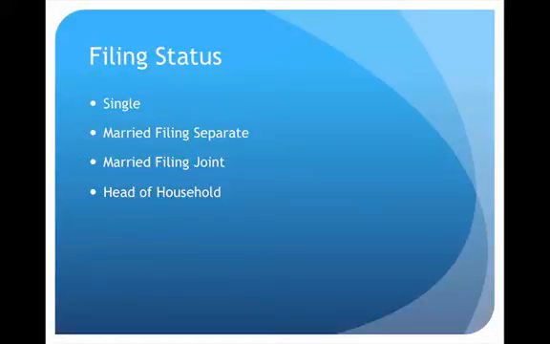So it's very important that we know and determine what that person's status is and whether or not they actually qualify for that status and whether or not they might actually have the option of another status. That's always a possibility. So when we talk about the filing status, there are four main filing statuses. You have, of course, single, married filing separate, married filing joint, and head of household. There are also a couple more, but we'll talk about those toward the end of the video.